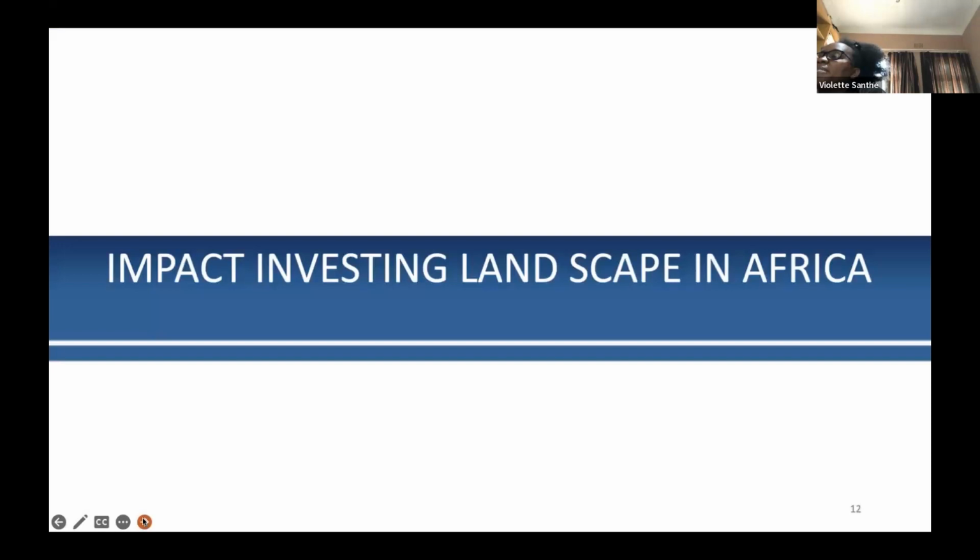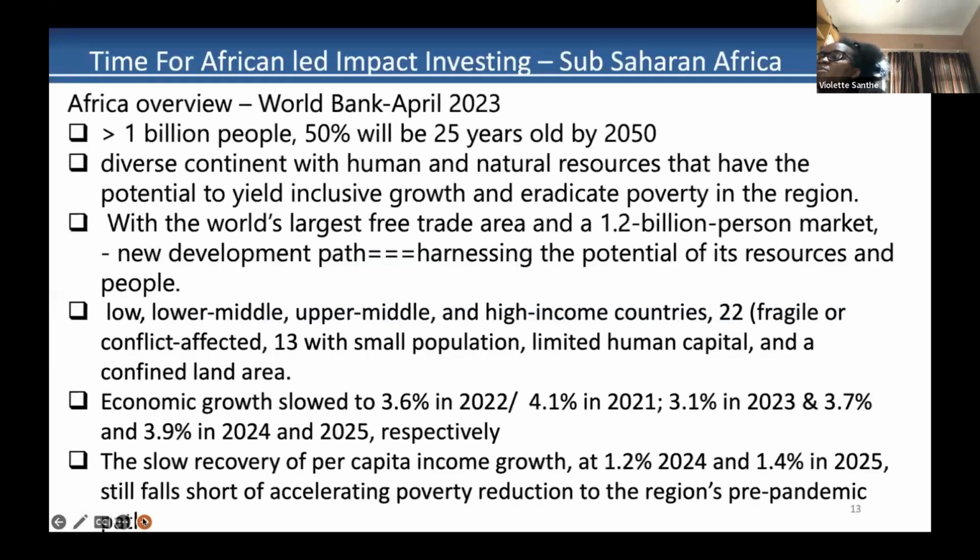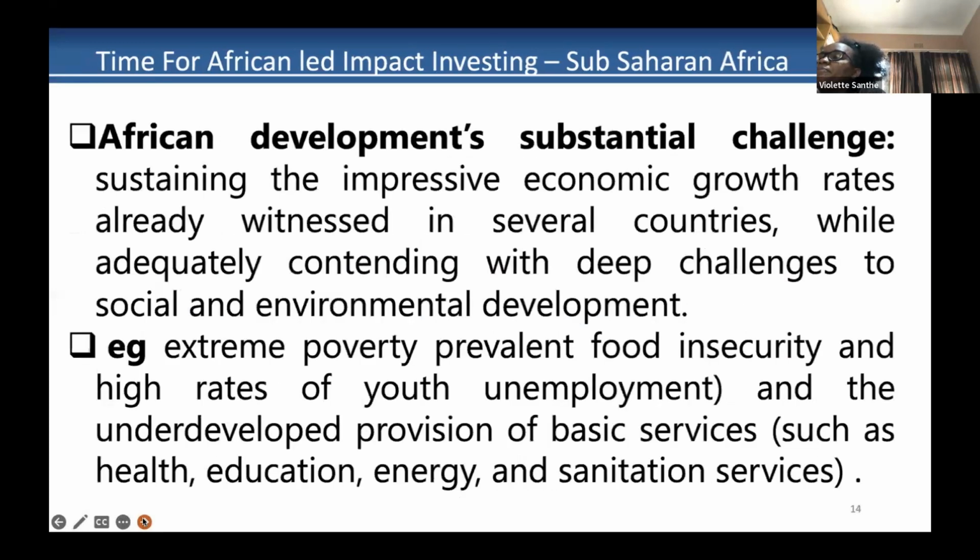From there, we want to look at the impact investing landscape in Africa. I have decided to narrow that to sub-Saharan Africa, not Africa in general. Next slide, please. Just as an overview for sub-Saharan Africa, the African-led impact investing, according to World Bank statistics as at April 2023, shows that sub-Saharan Africa is home to more than 1 billion people, half of whom will be under 25 years old by 2050.